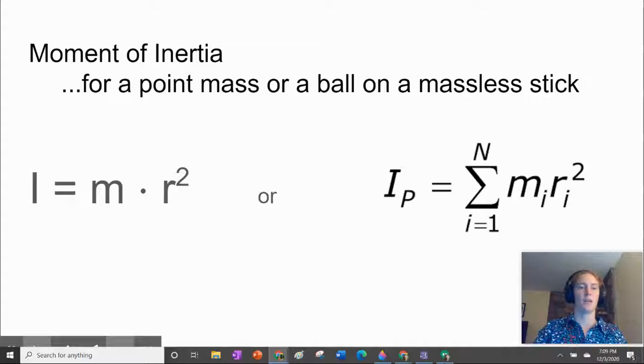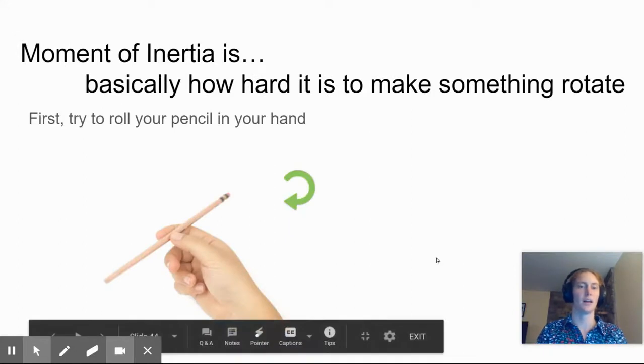So now we're going to talk about moment of inertia. Moment of inertia is equal to mr squared for anything that's like a point object that's going around something. So all of your mass is a certain distance away from wherever it's orbiting around. And I like to think of moment of inertia as how hard it is to make something rotate. So we're going to start by taking a look at exactly that.